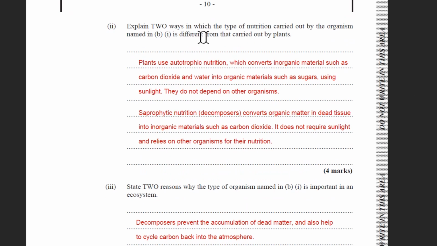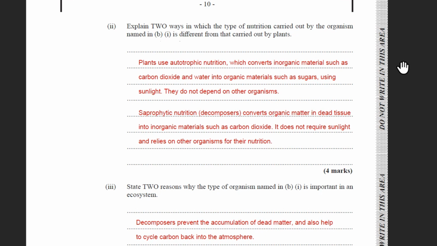Explain 2 ways in which the type of nutrition carried out by the organism named in B1 is different from that carried out by plants. Well, we have 3 types of nutrition we could talk about. We have autotrophic nutrition, heterotrophic nutrition, and saprophytic nutrition. Autotrophic means self-feeding. Heterotrophic means feeding from another. Saprophytic is kind of like heterotrophic, which means that it basically breaks down dead matter. It uses that as a substrate or a digestive material.